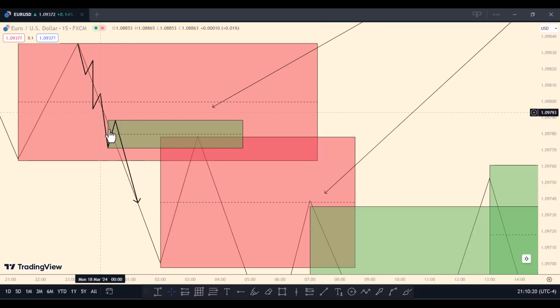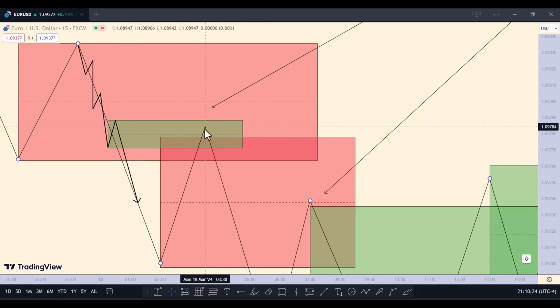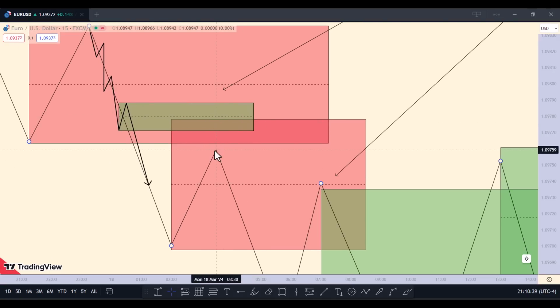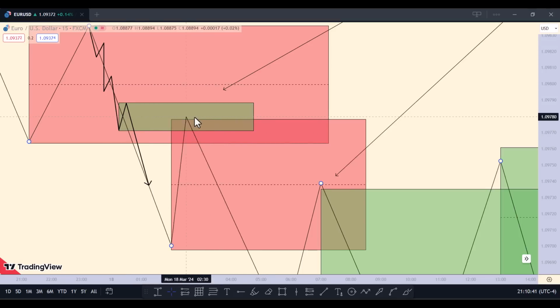If there is no SNDR here, or maybe price didn't give us that flip, then I will simply wait for price to return to 50%, and then I will look for that flip again. Now, this is the first variation of this setup. The second variation is that price will hit this SNDR.